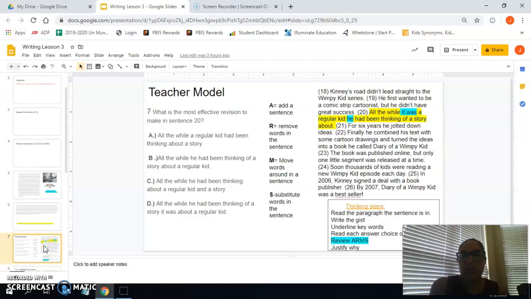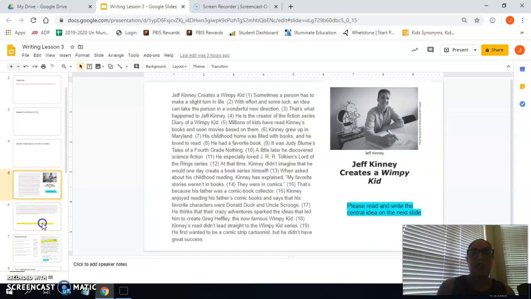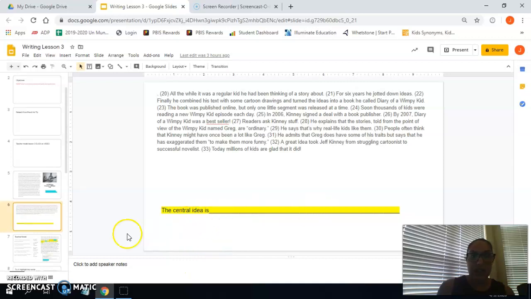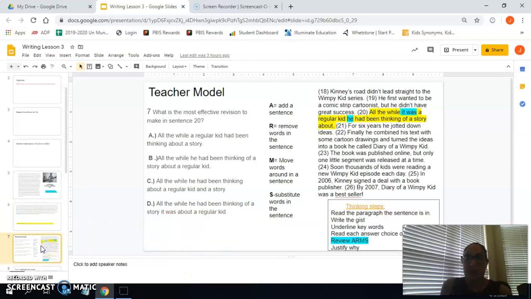So today, after you have read The Wimpy Kid, make sure that you write your central idea. Then we're going to go to our first question, and this is the one I'm going to be modeling. Today I'm going to show you a strategy and how we use it in order to revise a sentence. Once you have read the paragraph and the sentence, you write the gist, you underline key words. Then you're going to read each answer choice, and then I'm going to review how we use ARMS.